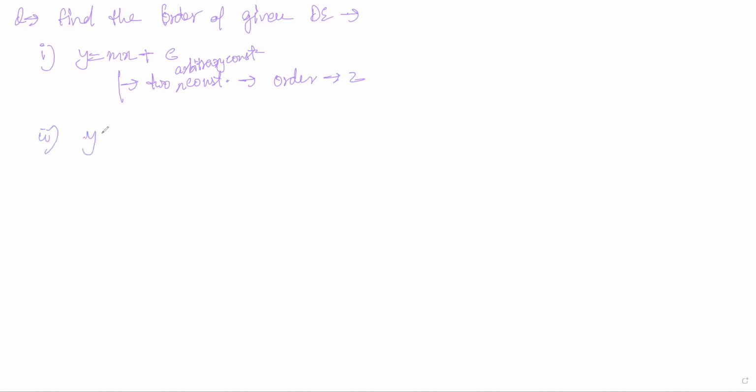What is the order of this? y = mx + c + d. Obviously, y and x will be the variables only. So 3. This seems like 3, first of all.